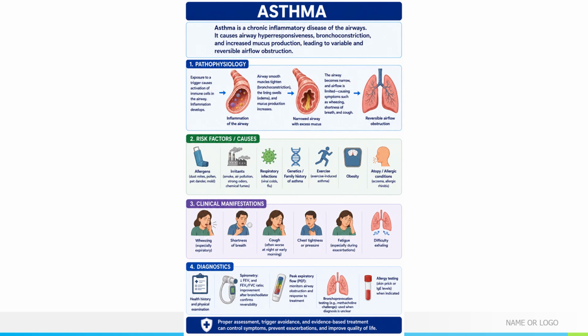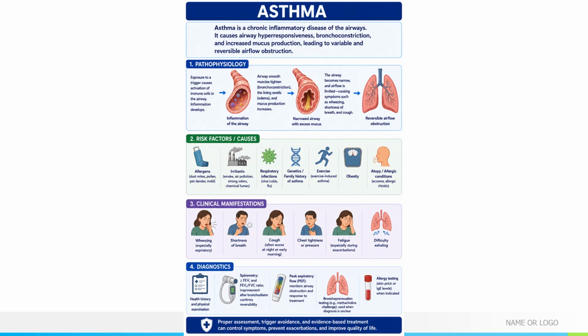It's important to remember that poorly controlled asthma can eventually lead to airway remodeling. So chronic inflammation causes structural changes in the airway, including thickening of the basement membrane, increased smooth muscle mass, and enlargement of mucous glands. So these changes can make asthma progressively less reversible over time, which is one reason why controlling inflammation early is going to be so important.